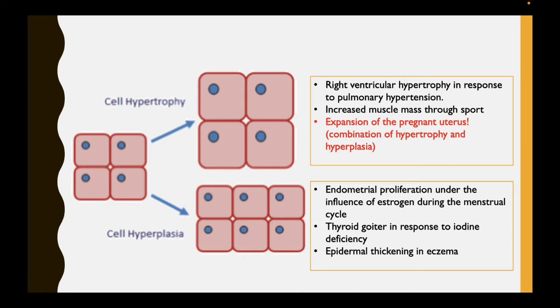So the second cellular adaptation we'll talk about is hypertrophy, and an example for this would be right ventricular hypertrophy in response to pulmonary hypertension. Now, in the situation of pulmonary hypertension, there is increased resistance within the pulmonary vessels. So the right ventricle needs to contract much harder in order to push blood against these pulmonary vessels and supply blood that is yet to be oxygenated to the lungs.